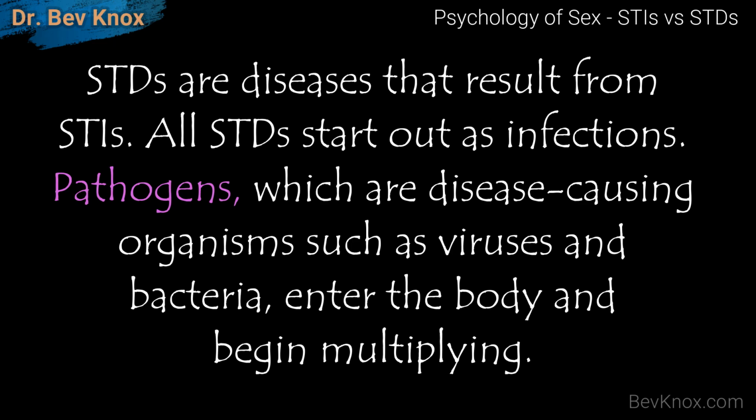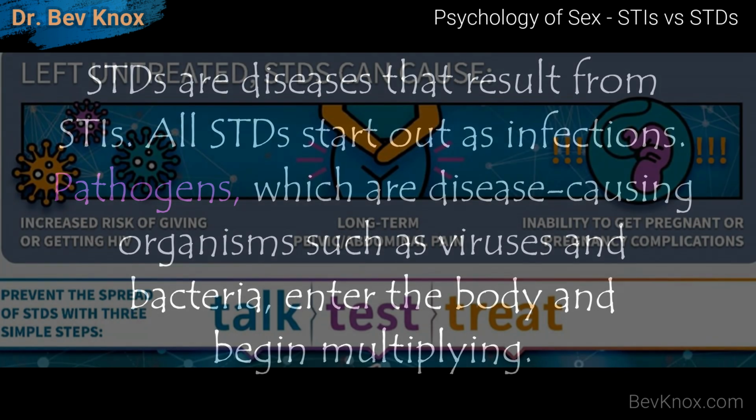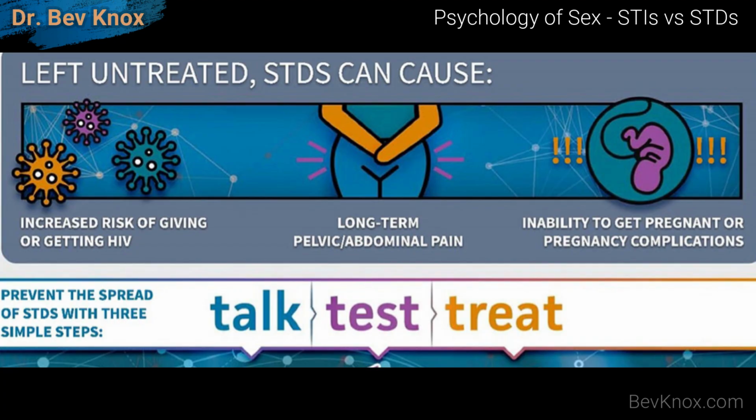All STDs start out as infections. Pathogens, which are disease-causing organisms such as viruses and bacteria, enter the body and begin multiplying. When these pathogens disrupt normal body functions, they produce diseases. It's important to note that some STIs may never develop into diseases. For example, most human papillomavirus, HPV cases go away on their own without causing health problems. However, HPV can produce genital warts or cervical cancer, which are diseases.